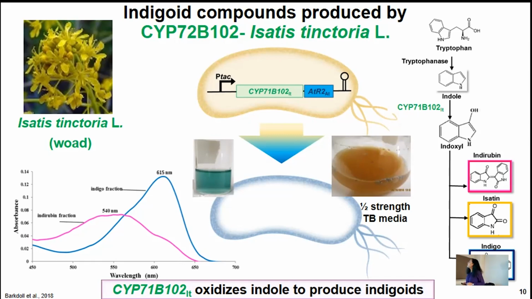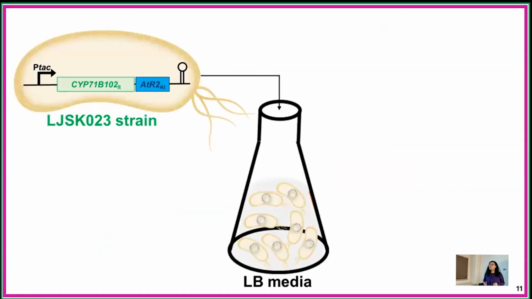So what we did, we used the same engineered bacteria, E. coli strain. And we cultured this E. coli strain in LP medium. We supplemented IPTG, aminolevulinic acid, thymine, and tryptophan. Tryptophan is the main precursor molecule for the production of indigoid compounds.